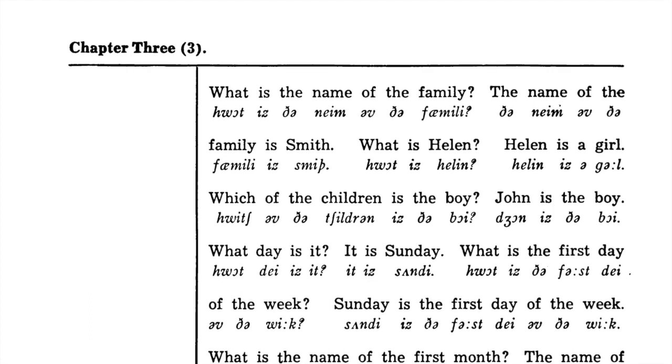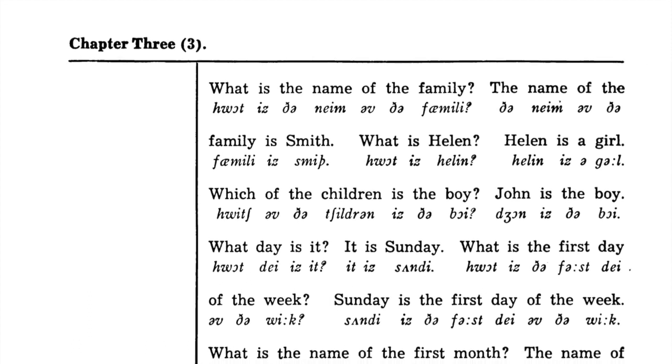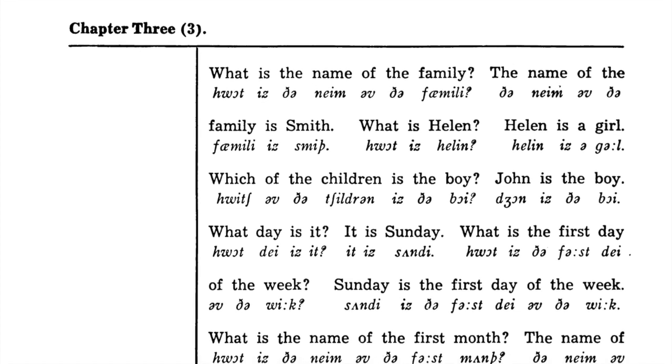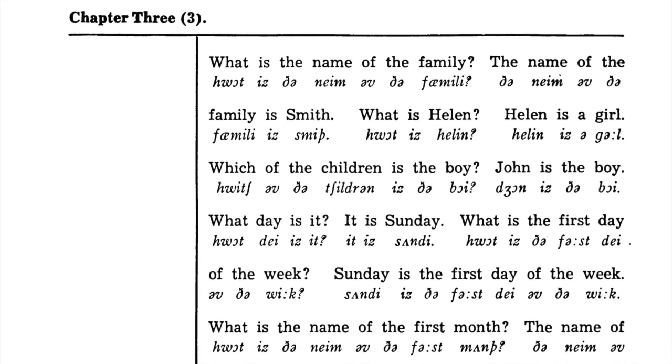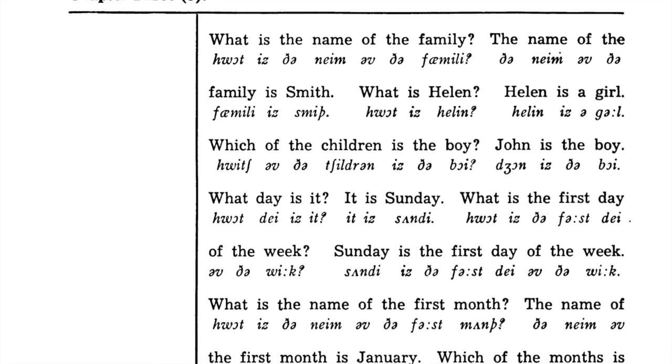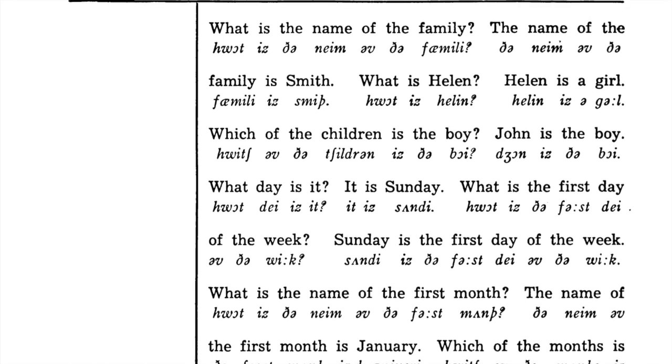What is the name of the family? The name of the family is Smith. What is Helen? Helen is a girl. Which of the children is a boy? John is the boy.